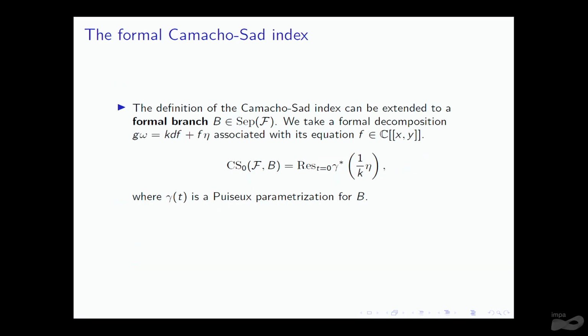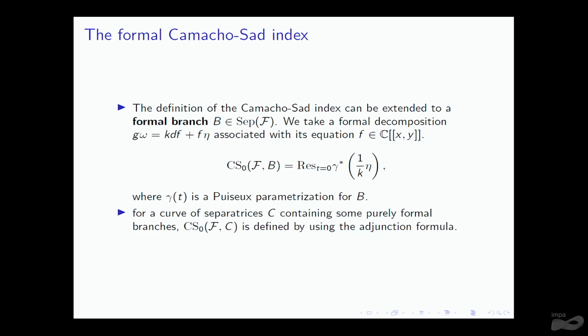And when I have a formal branch, what can I do? I have a decomposition. I get a Puiseux parameterization of this formal branch. So I pull back this one form, eta over K, to C, and calculate the residue of this one form. This gives a formal CS index. And for a curve of separatrices containing some purely formal branches, I can define the CS using that adjunction formula.